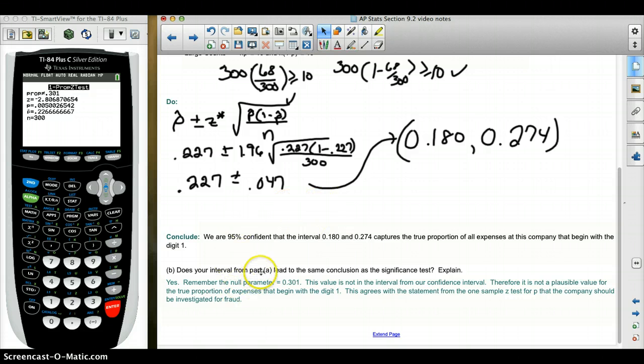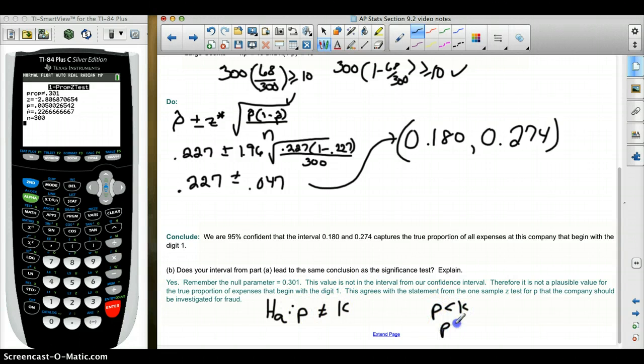You can use the one-sample z interval to find the interval when you are dealing with an alternative hypothesis that is not equal to whatever the value is going to be. I just put k there for a constant, but you can't do this when you have p less than a constant or p greater than a constant. This only works when you're using the not-equal-to symbol for your p value.